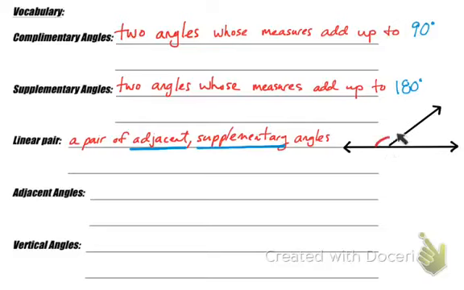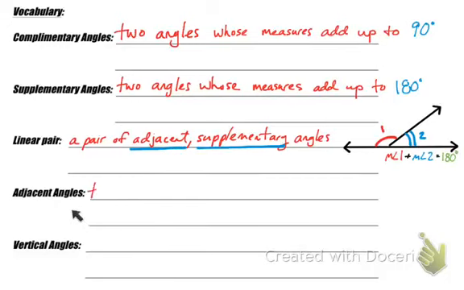So we have angle 1 and angle 2. And these two measurements on the straight angle, the measurement of angle 1 plus the measurement of angle 2, would equal 180 degrees. So this specifically would be a linear pair, which is also supplementary and considered adjacent.